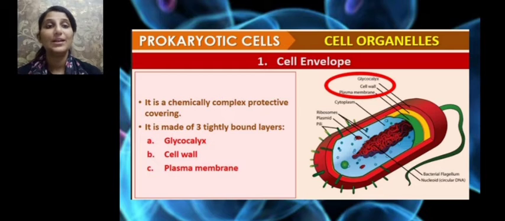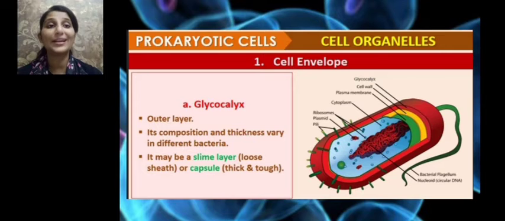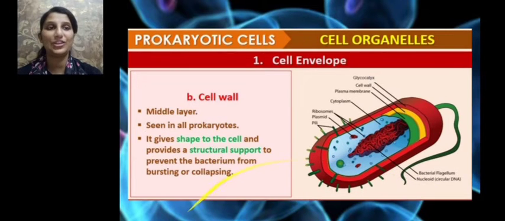Which are those? The glycocalyx, the cell wall, and the plasma membrane. So first let's learn about the glycocalyx, which is the outermost layer of the cell envelope. Its composition and thickness vary in different bacteria. And it may be a slime layer, that is a loose sheet, or a capsule, which is thick and tough. So the glycocalyx, the outermost layer, varies in different bacteria and it is of two types. Either it is a slime layer or it is a capsule. What do you mean by slime layer? It is a very loose sheet-like structure, and a capsule is a thick and tough structure.